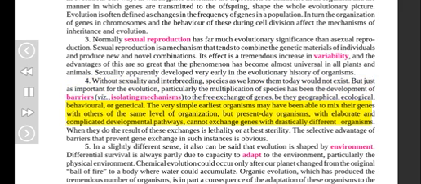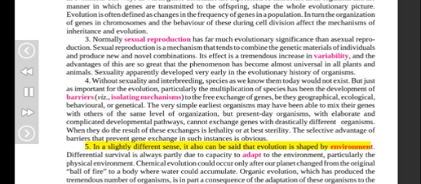The very simple earliest organisms may have been able to mix their genes with others of the same level of organization, but present-day organisms, with elaborate and complicated developmental pathways, cannot exchange genes with drastically different organisms. When they do, the result of these exchanges is lethality or at best sterility. The selective advantage of barriers that prevent gene exchange in such instances is obvious.